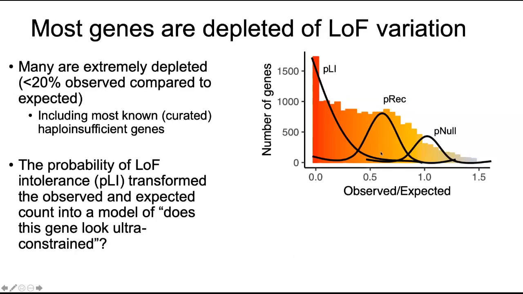pLI basically asks the question: does this gene look like an ultra-constrained gene? Is it close to something like 10% observed to expected? pRec is more the recessive genes, where you don't necessarily have a strong depletion of the loss-of-function variants, although there still is some. And pNull is the null distribution, so there are effectively as many observed as expected, which is the uninteresting case.